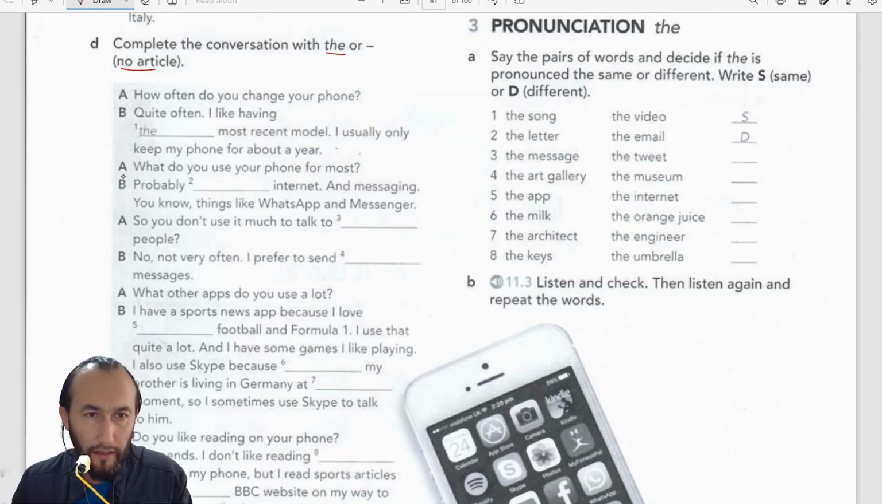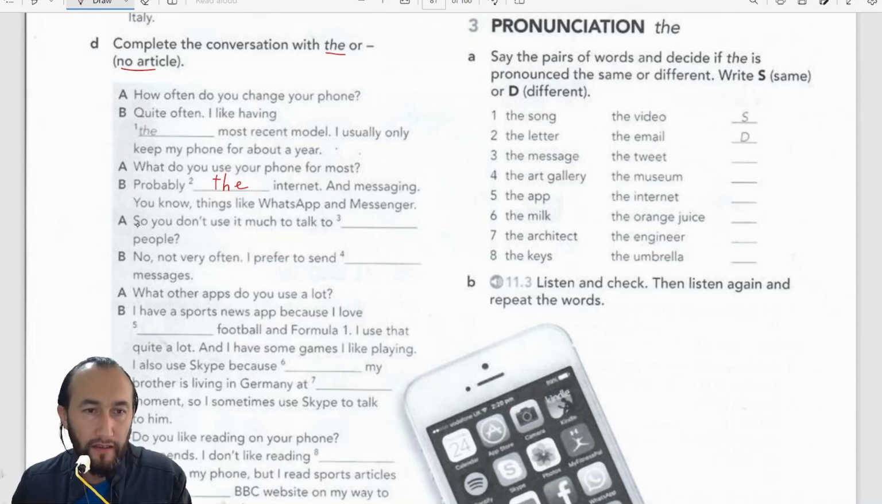And then A is asking again, what do you use your phone for most? What do you use your phone for most? Probably the internet. We know the internet. There is only one internet in our world. So we say probably the internet. All right. So the internet and messaging, things like WhatsApp and Messenger.